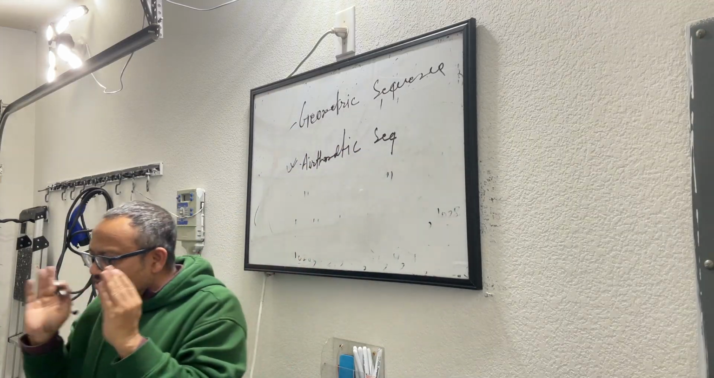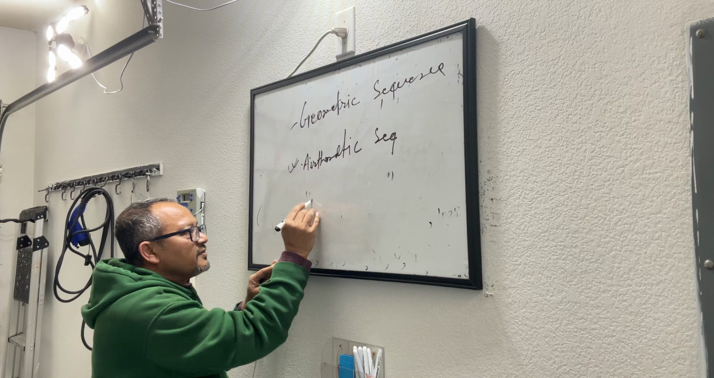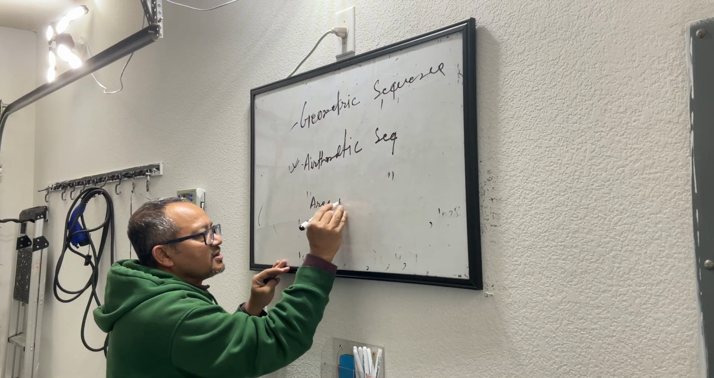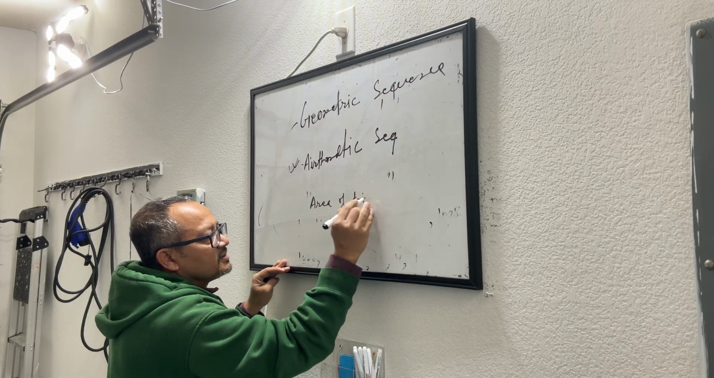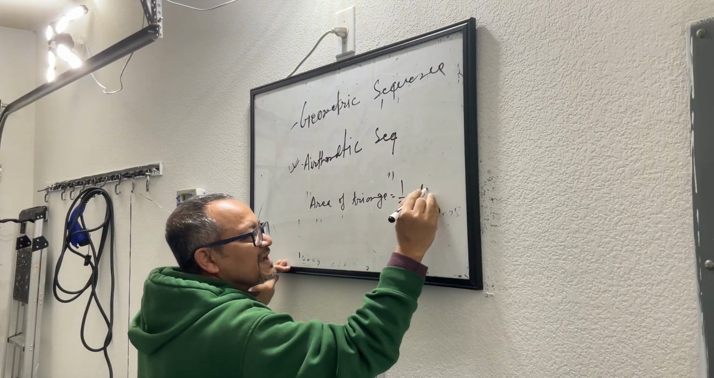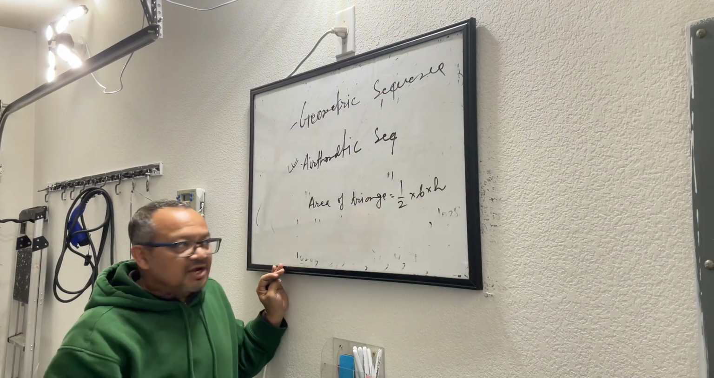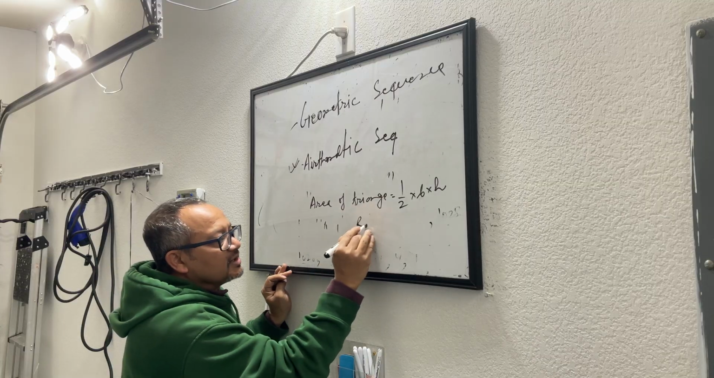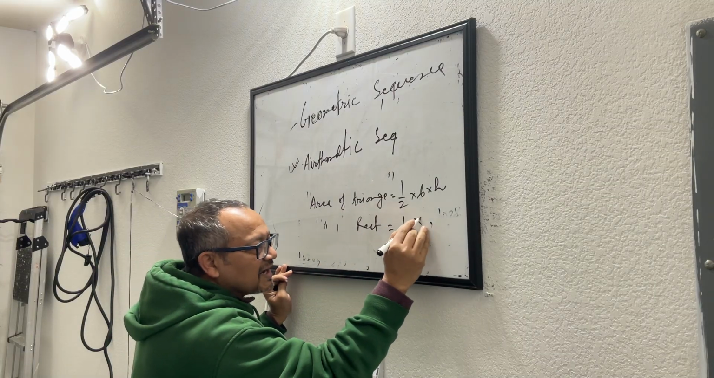Because when you talk about geometry, let's say if you're talking about area of a triangle, what you're doing is half into base into height. Talking about area of rectangle, length times width.